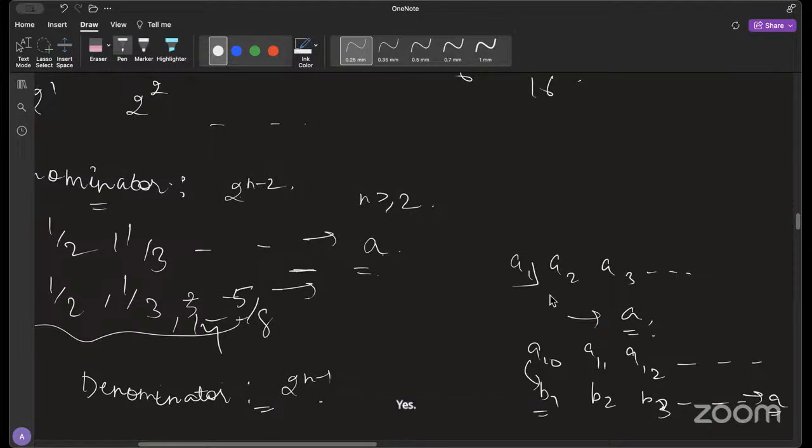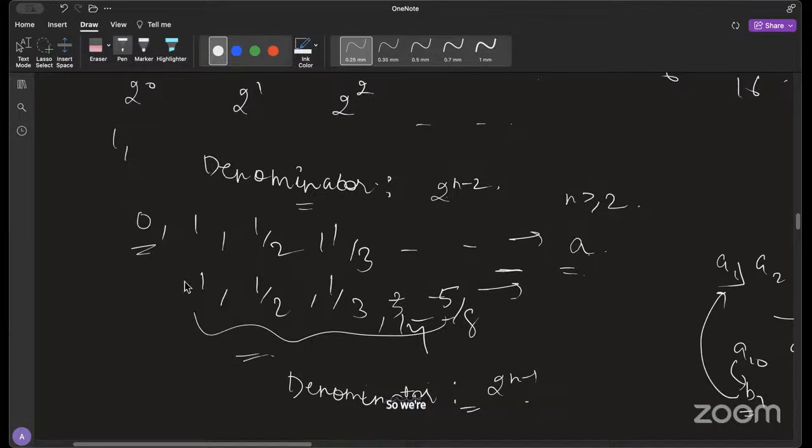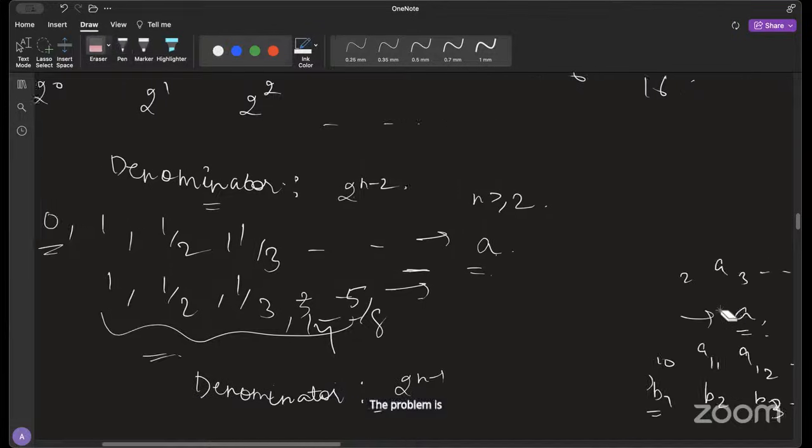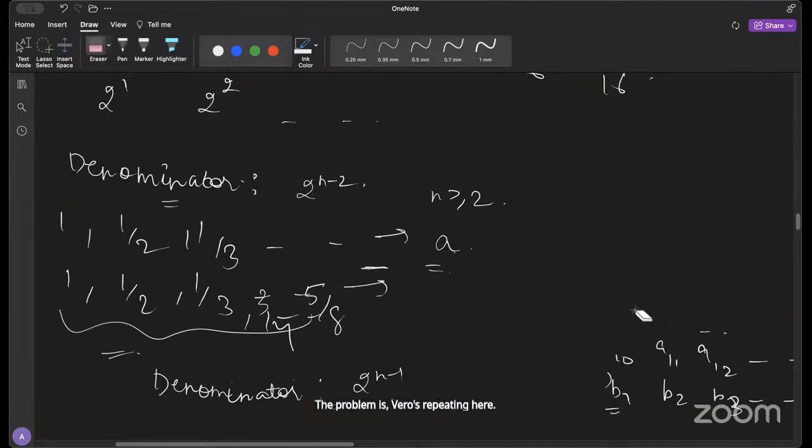Yes, ma'am. It's a subsequence of this one. And they're going to the same point, right? So we're considering this to be the sequence. We're removing 0 because 0 is repeated. The problem is 0 is repeating here. 2 to the power 0 is repeating on both 0 and 1.